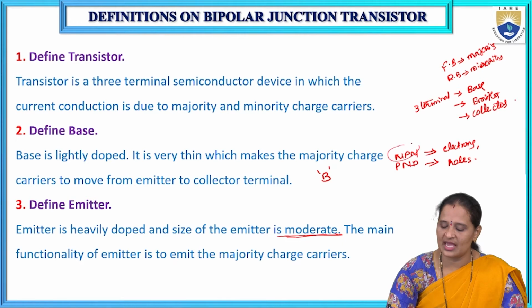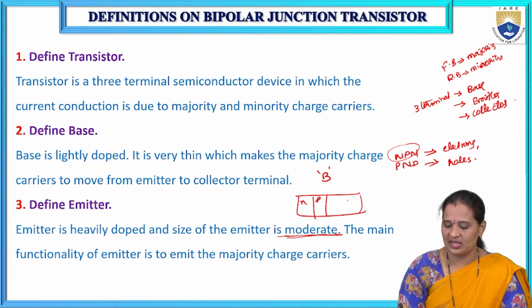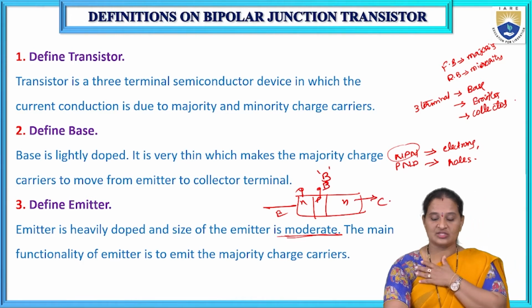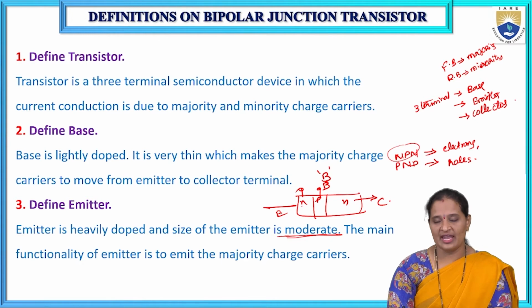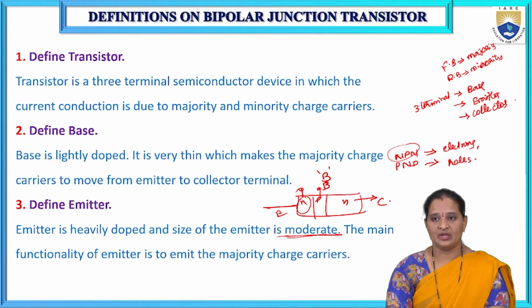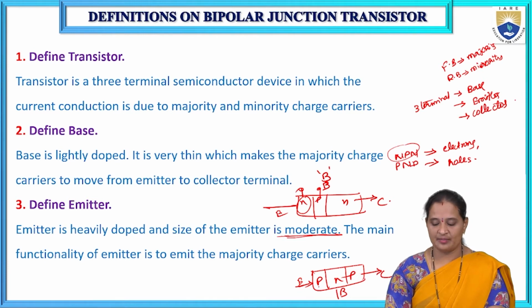Here, if you see this, this is an NPN transistor. This is the emitter terminal. We can take the three terminals out from the three semiconducting materials. Here this is base and this is collector. So in an NPN transistor, the emitter is N type, and in a PNP transistor, the emitter is P type. This is emitter, this is collector, and this is base.